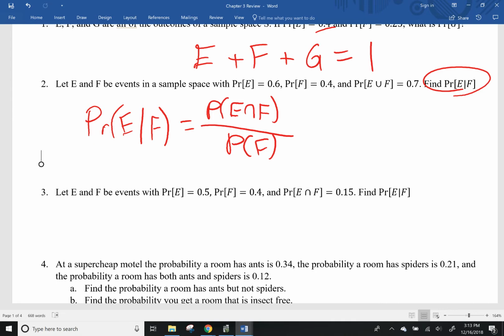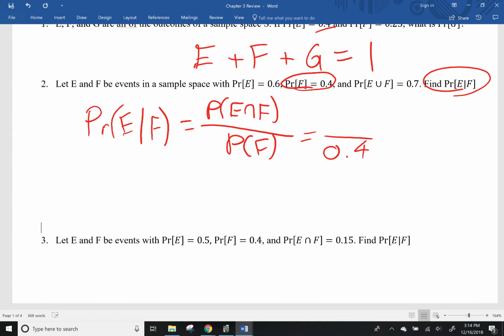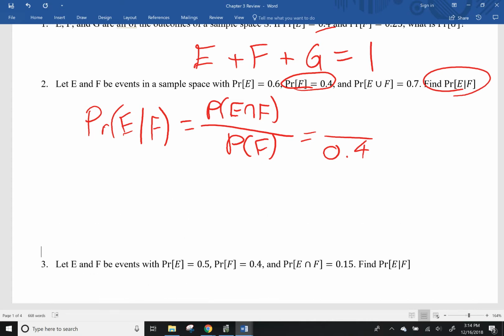So all we need to do is figure out the intersection and the probability of F, and we'll be on our way. We already know the probability of F is 0.4, so the denominator is 0.4, but we don't know the intersection, at least not yet. Let me create some space here. There's another formula we're going to need to use to find the intersection. That formula is this one.